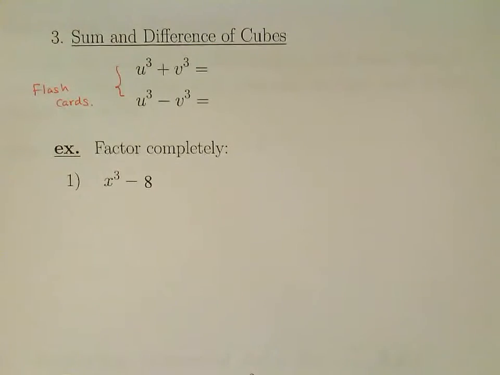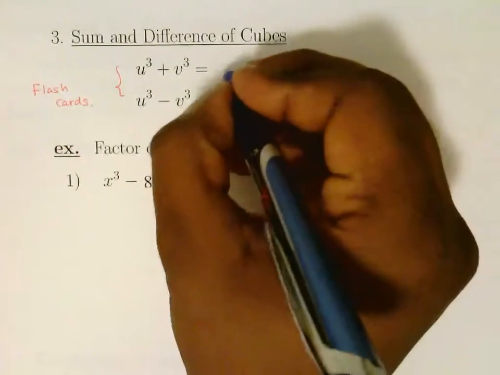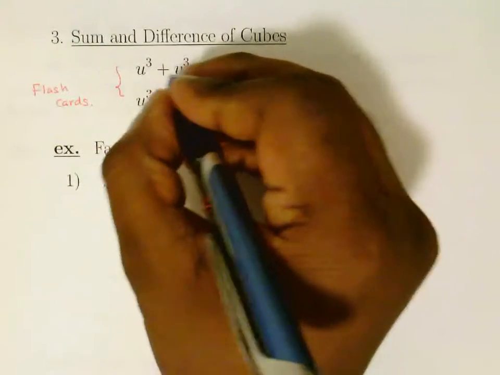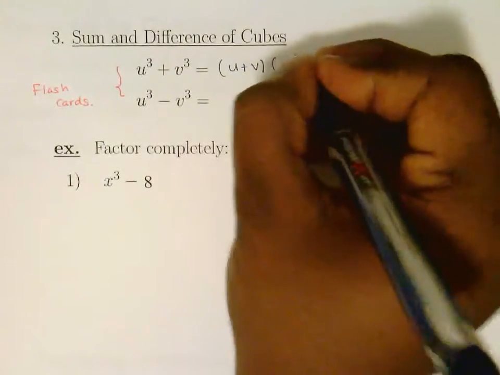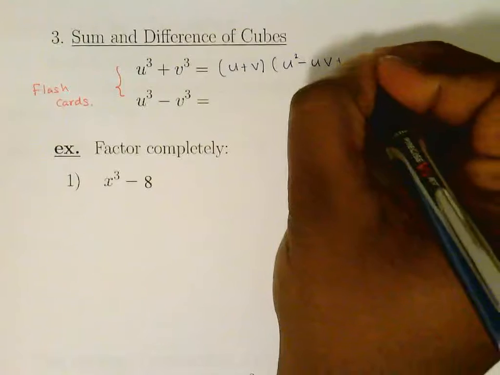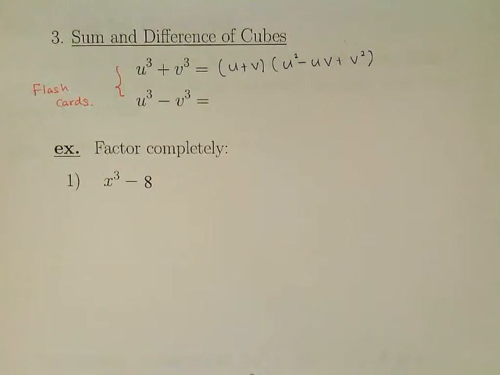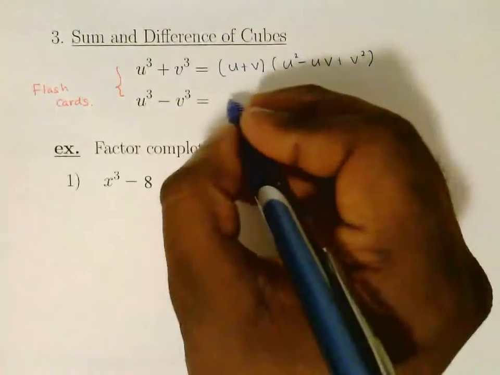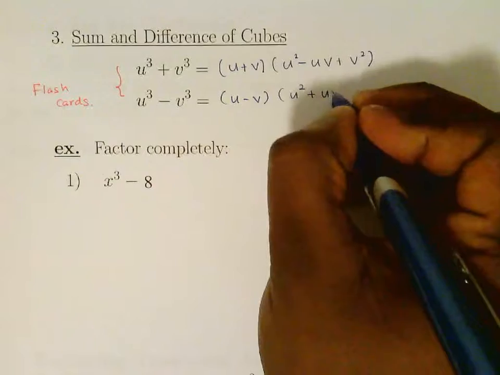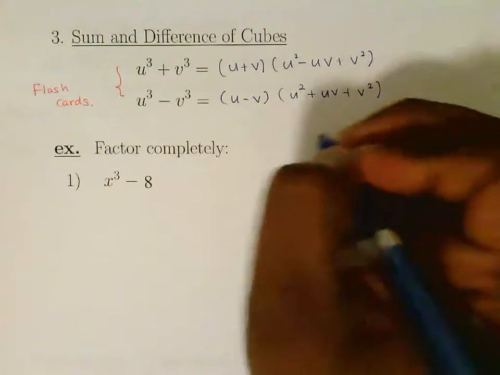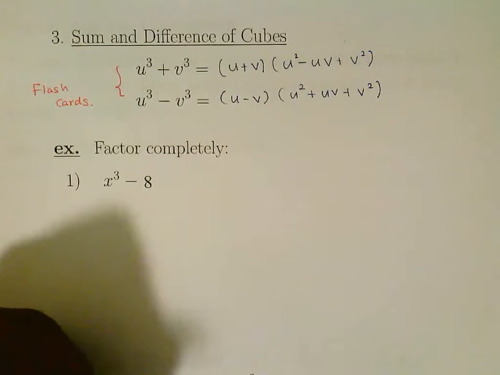Now the formulas that you need to remember: for u cubed plus v cubed, that should be u plus v times u squared minus uv plus v squared. If someone wants to check whether this is correct, I would encourage you to FOIL it and see whether you get the same thing. And the difference of two cubes is factored as u minus v, u squared plus uv plus v squared. Again, you can check this for yourself.